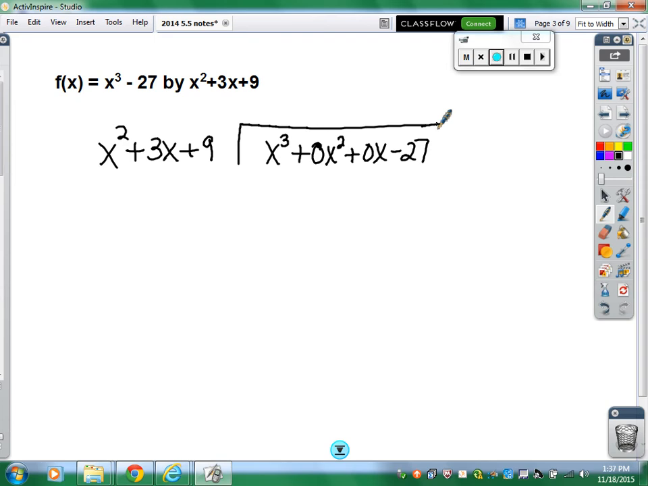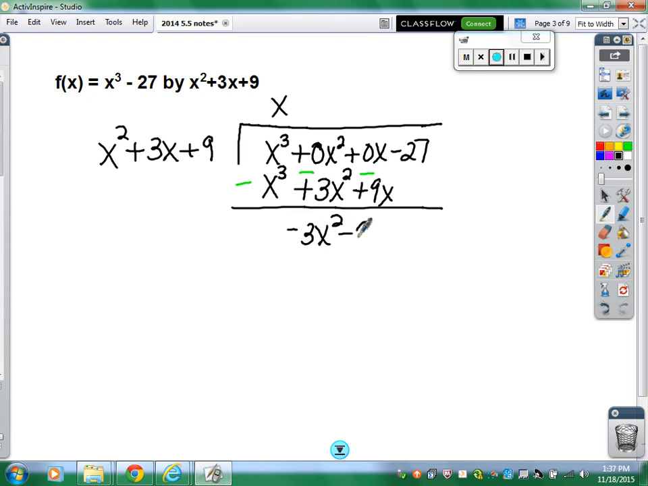Okay, divide. What do I multiply x squared by to get x to the third? I need an x. Distribute. x to the third plus 3x squared plus 9x. Subtract. Minus, minus, minus. Combine like terms. So we're going to get -3x squared minus 9x. All right, I need another term. I need 3 and 3, so I've got to bring down the -27.